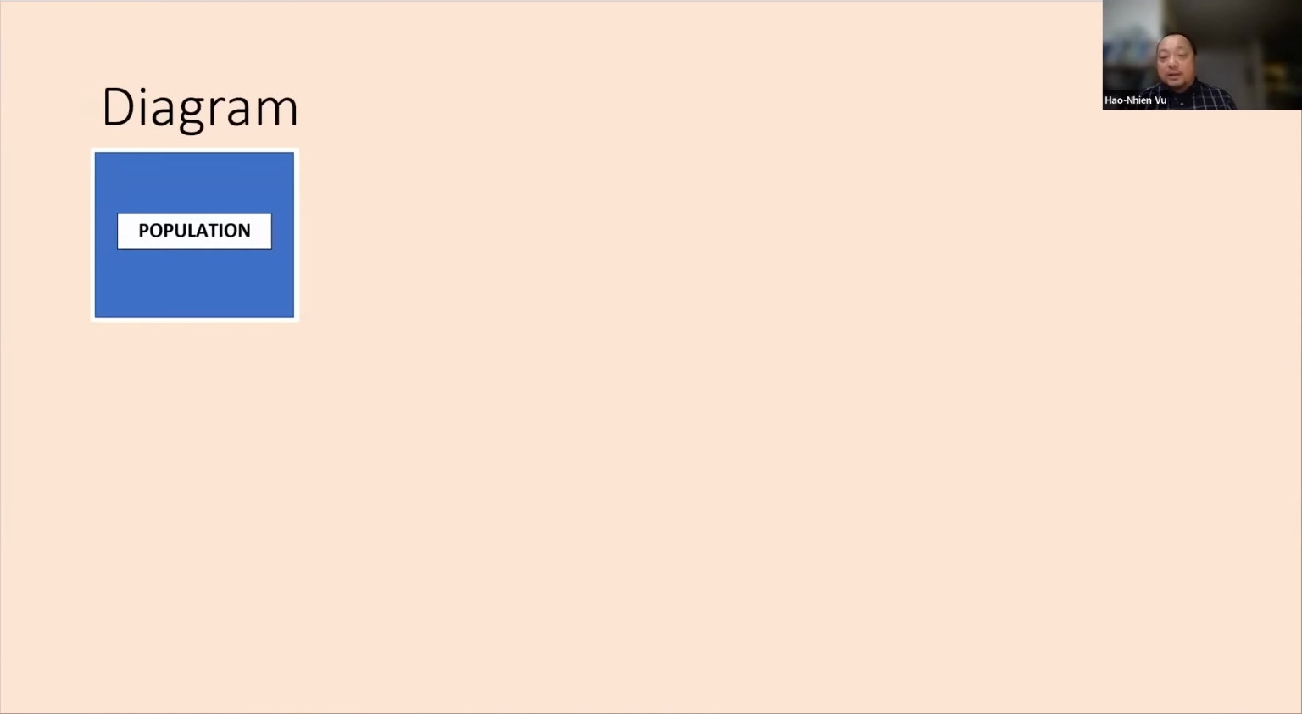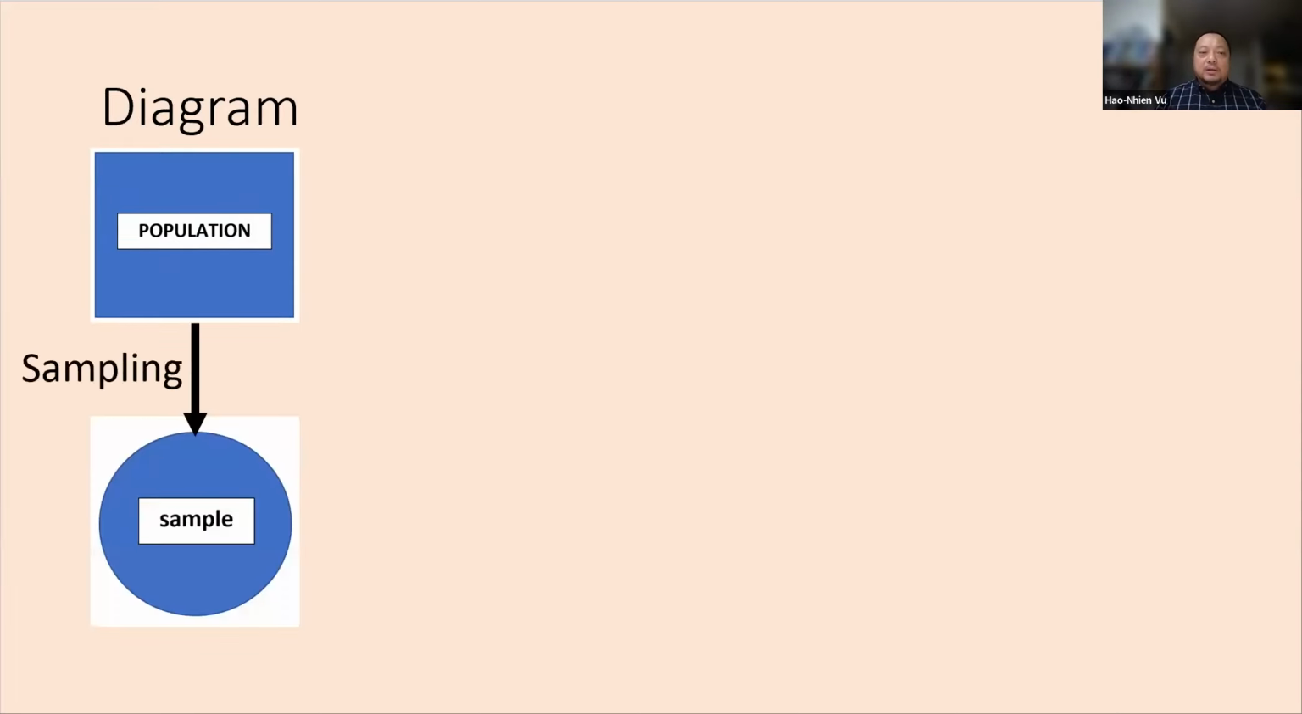Let me repeat the process as a diagram. You start out with a population or population of interest. In the sampling step, you select a sample. Sampling should be random.